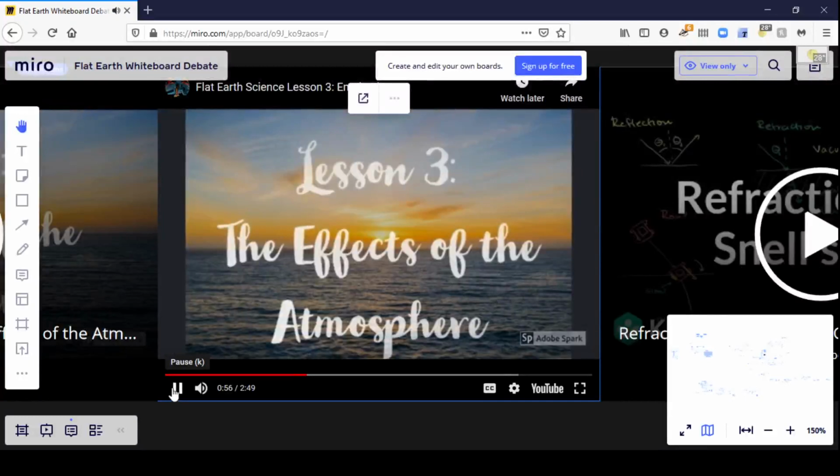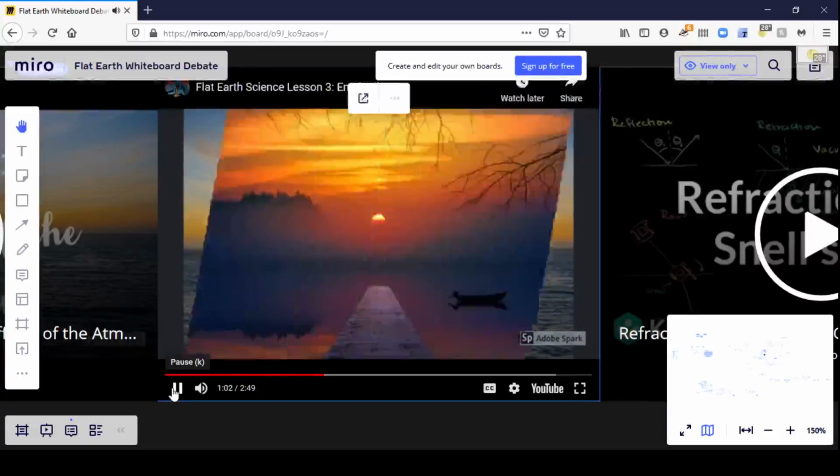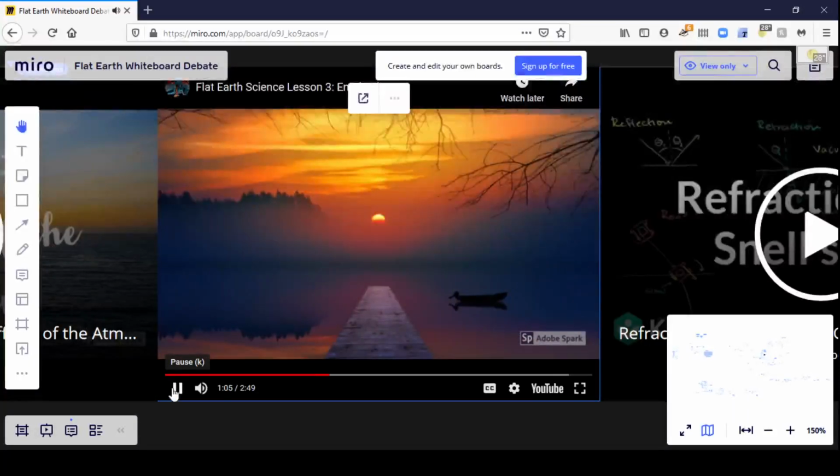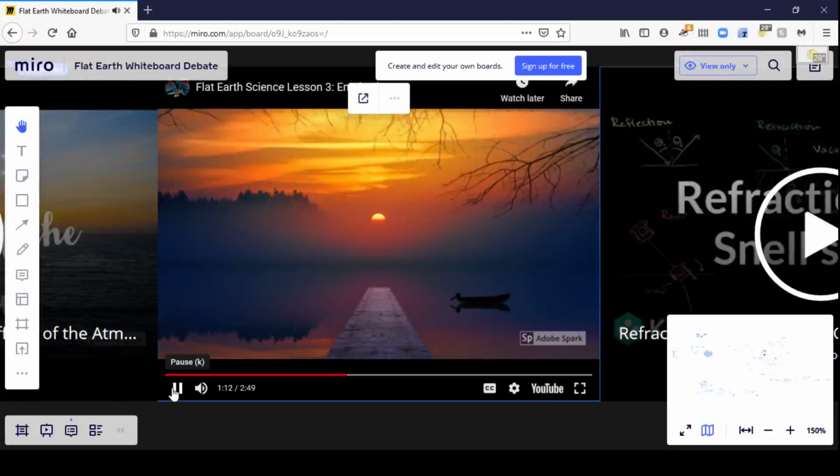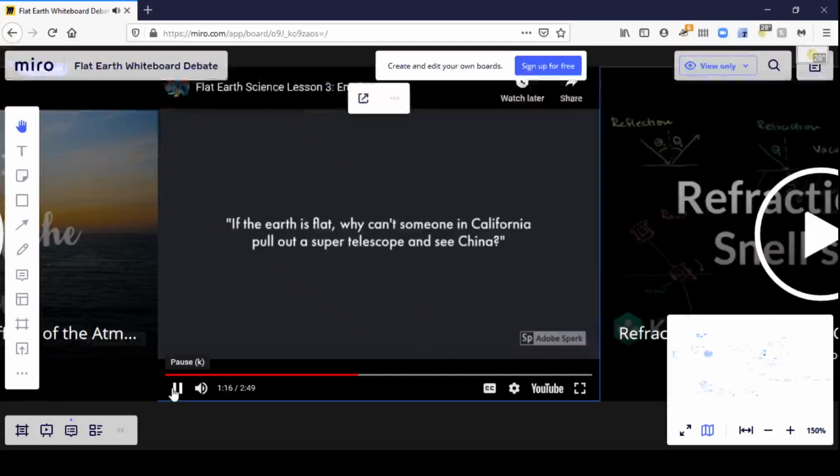Use that as an example of how people often forget to take the effects of the atmosphere into account. The aim was to help make you aware of the effects of the atmosphere, so you can remember to take them into account when people ask you questions. One such question can be found here. Many have asked, if the Earth is flat, why can't someone in California pull out a super telescope and see China?